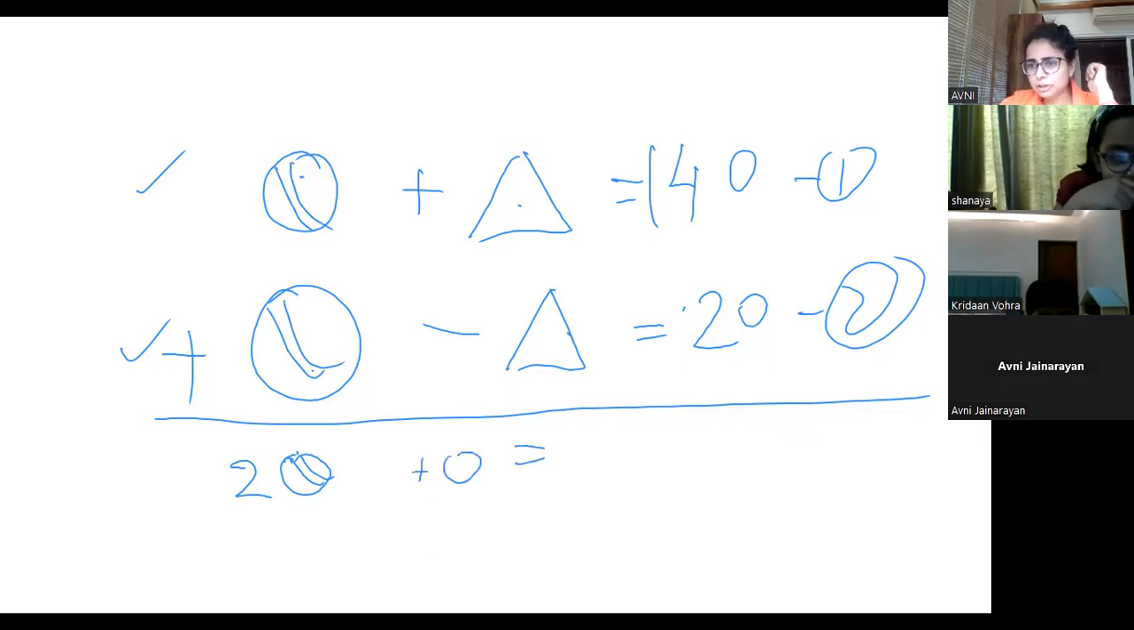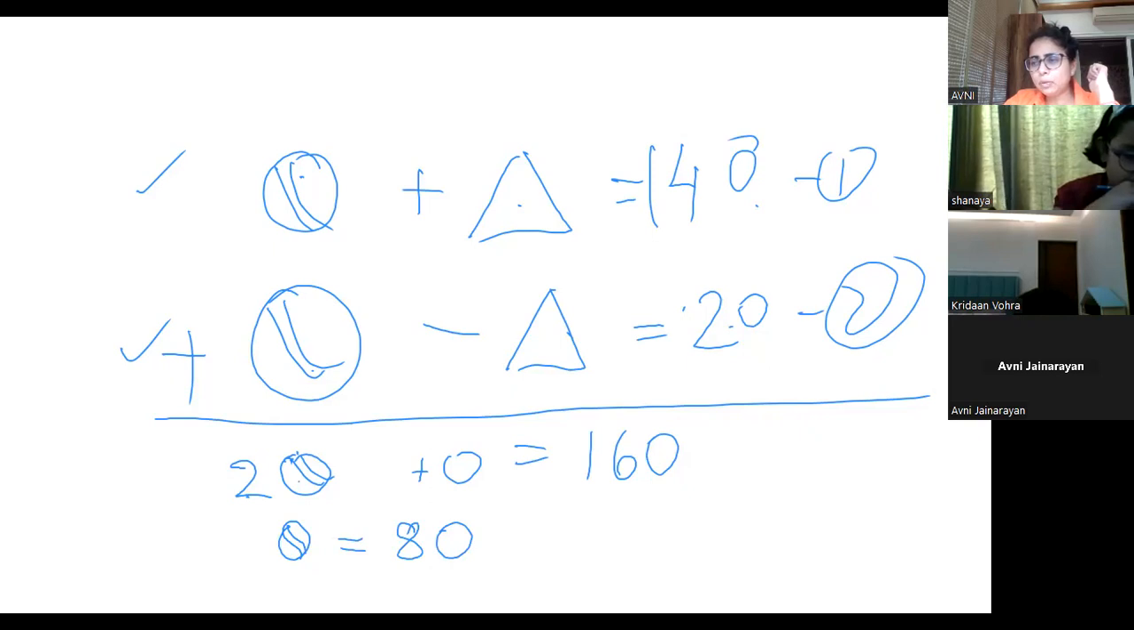And since it is an addition, 140 और 20 भी add हो जाएगा. So it's going to be 160. Okay. So 2 balls equal to 160. Then what is the value of 1 ball? Yes. 80. Now can you tell me the value of the triangle? किसी भी एक इक्वेशन में आप बॉल का वैल्यू डाल दो, आपको ट्रायंगल का वैल्यू मिल जाएगा. 60.